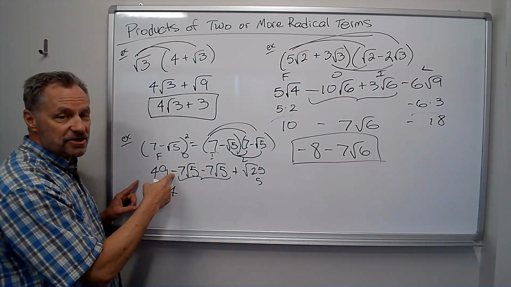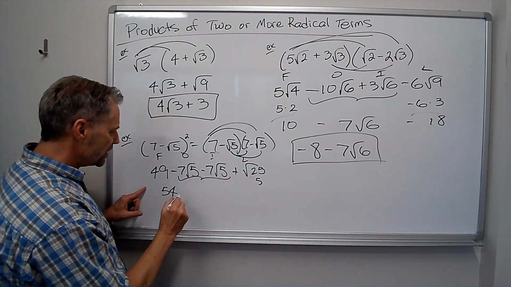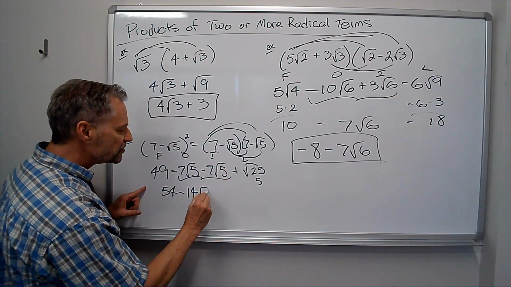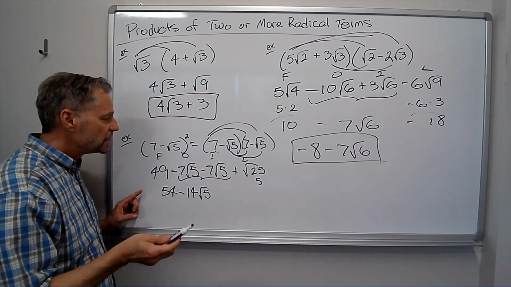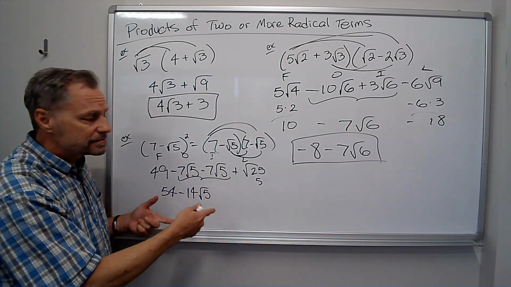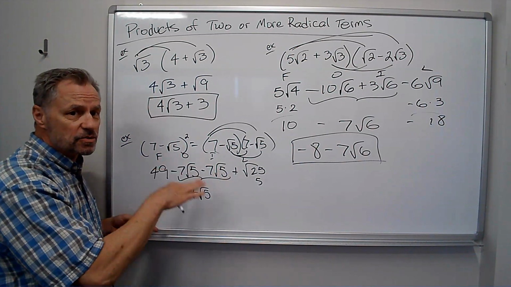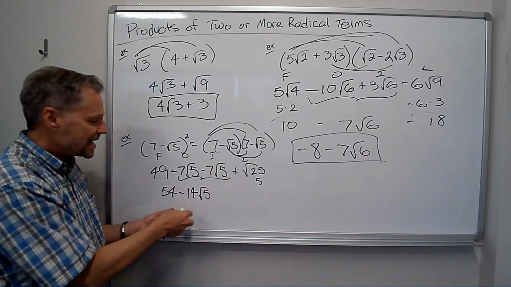And these are like terms, negative 7 root 5 and another negative 7 root 5 is negative 14 root 5. Notice they don't change from root 5 to something else. Just like negative 7x minus 7x would be negative 14x, not negative 14x squared. So I don't do anything crazy with the square root of 5. It just stays square root of 5. I just talk about how many I have.